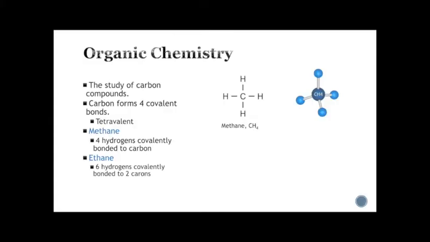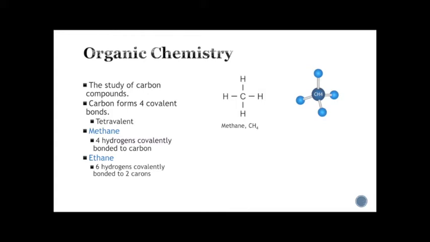So organic chemistry is just the study of the structure, properties, composition, and reactions of carbon-containing compounds. So everything we're going to be looking at contains carbon. And carbon forms 4 covalent bonds. And covalent bonds just means that they share electrons. So that's something we learn in intro to chemistry. And they share those single bonds with 4 atoms.